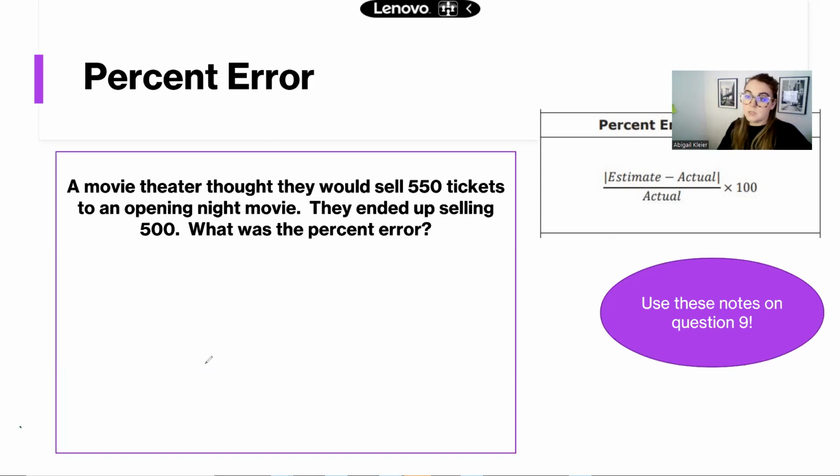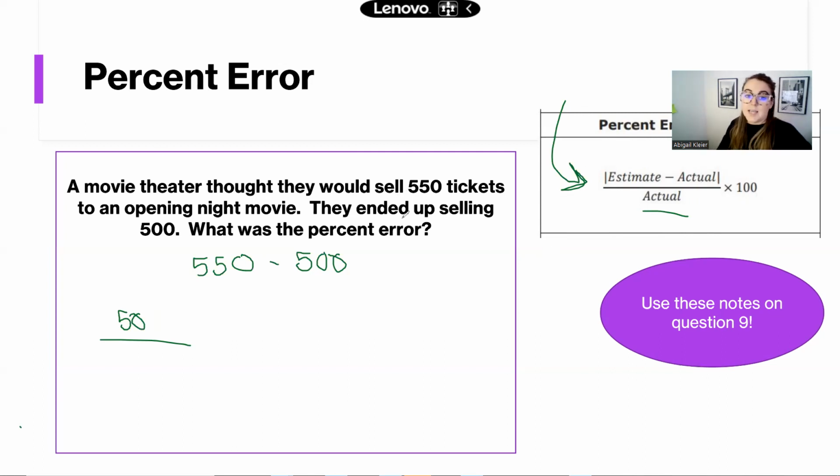So just like with percent of change, we're going to first find the difference between the two numbers, 550 and 500. The difference between 550 and 500 is 50. That's our numerator. Now, the denominator, according to our formula that we can see here, is the actual number. So again, we're trying to find the percent error. That means someone estimated something would happen and it ended up being a different value. So our denominator is the actual number that occurred.